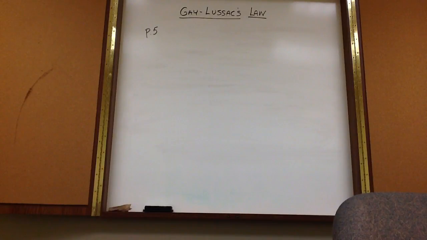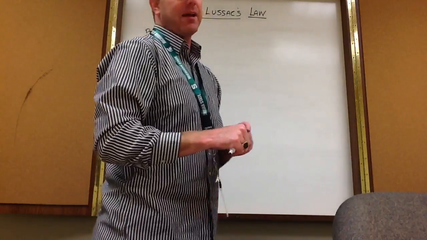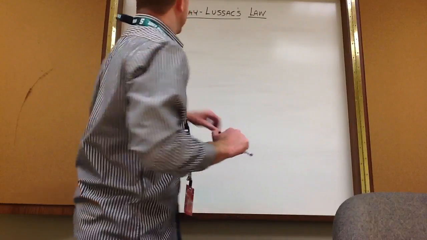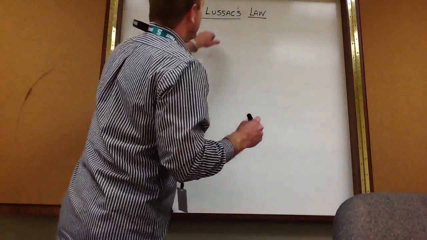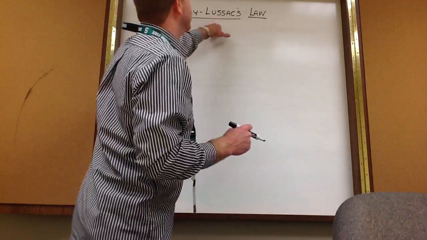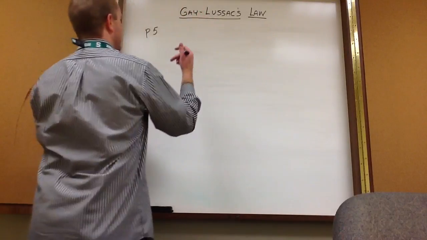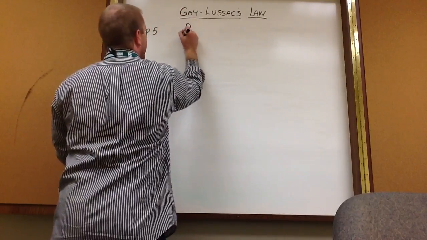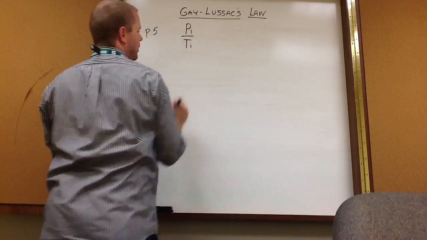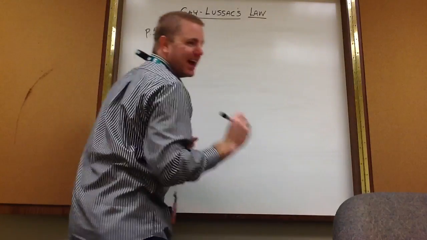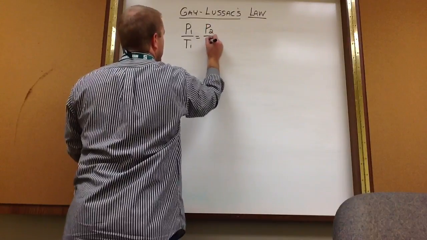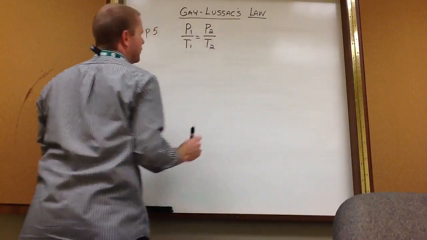All right, Gay-Lussac's Law, page 5. Gay-Lussac's Law is, again, another example of a directly proportional relationship for gases. It was two guys, Gay and Lussac, who came together and derived this law. The law is this: the pressure of one thing at a certain temperature, so I'm calling it P1 and T1, is directly proportional to the pressure of 2 over the temperature of 2.